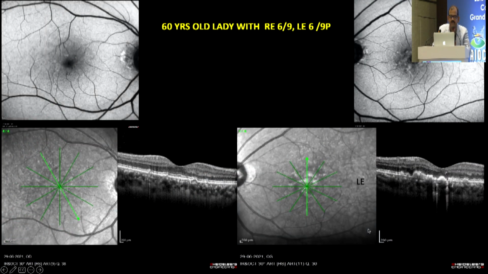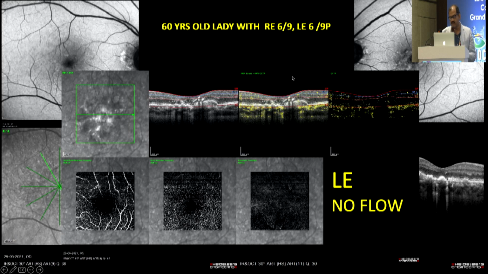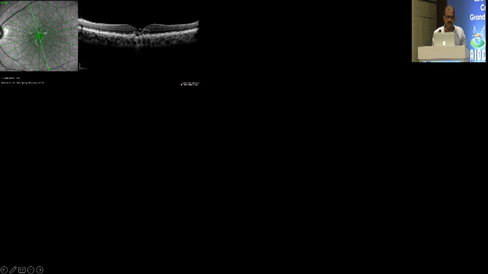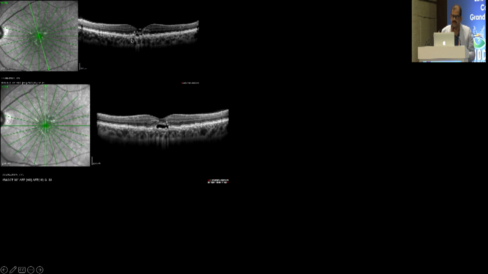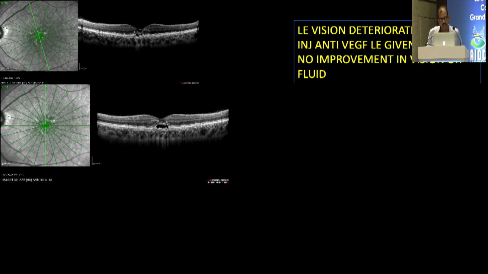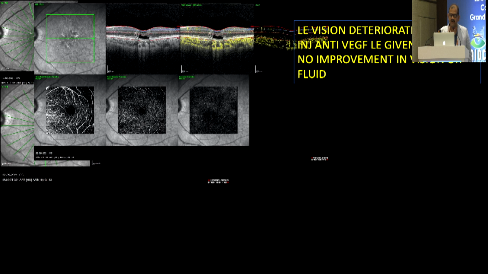So this is another interesting patient. This was a 60 years old lady with 6/9 partial vision in both eyes, some drusenoid type of changes, drusen changes in the outer retina. And on OCT angiography and OCT, you can see some drusenoid PEDs, but no flow was detected in this patient. This patient developed some hyporeflective spaces, and it looked like a serous detachment, some fluid within the retinal layers. On subsequent OCT also, this hyporeflective space increased, and this patient was given anti-VEGF injection, but there was no improvement in vision or fluid. This was the OCT angiography, which showed no choroidal neovascular membrane.